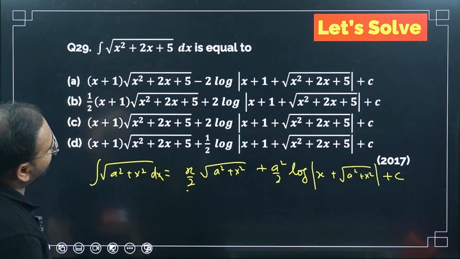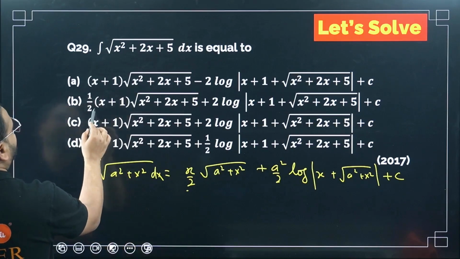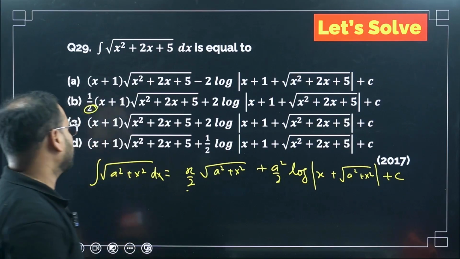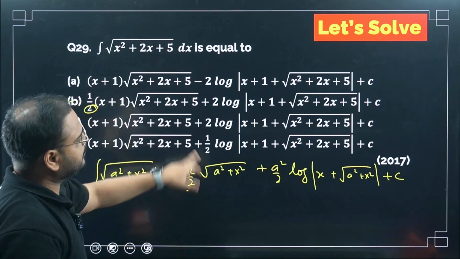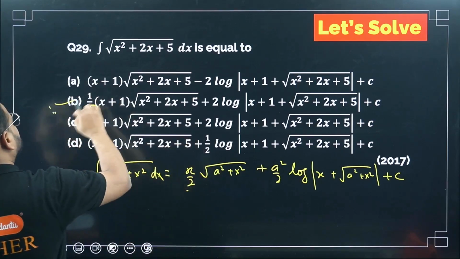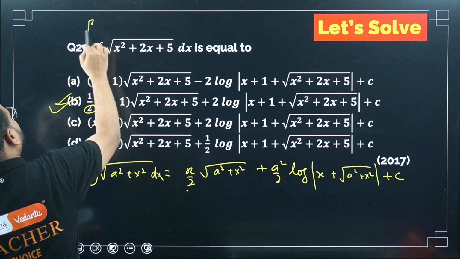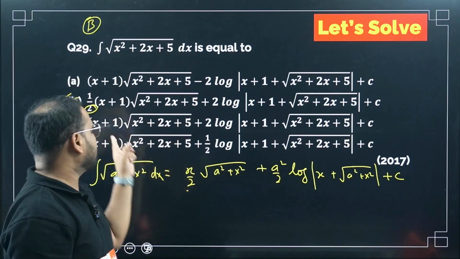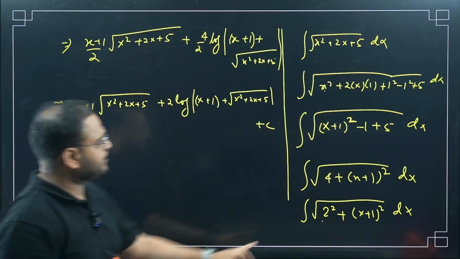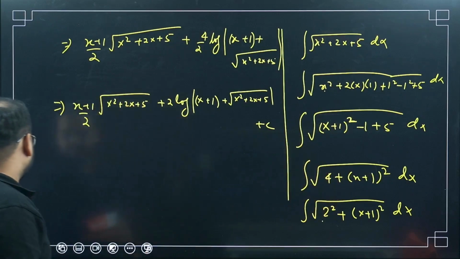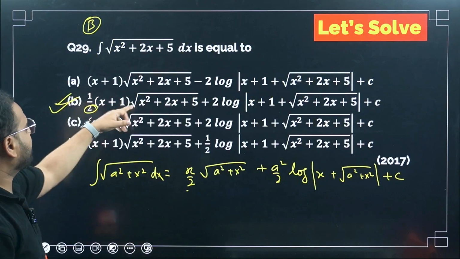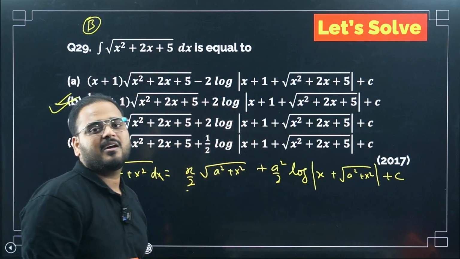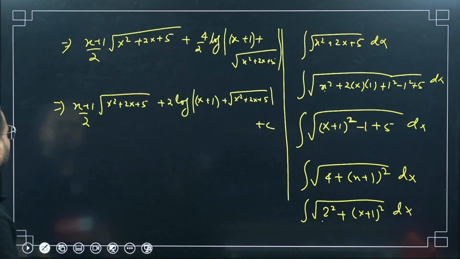Only one option has this thing. See, check here. 2 is present in the denominator in only one option. So option B is correct, sir. We could have answered this without writing all the steps, because none of the other options has 1 by 2 and x plus 1. So after writing this step, I can simply write the answer directly as B, because there is no 1 by 2 in any of the other options. So you can guess it from here also, but it is better to solve this question.